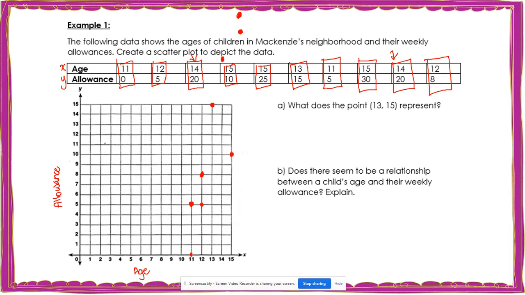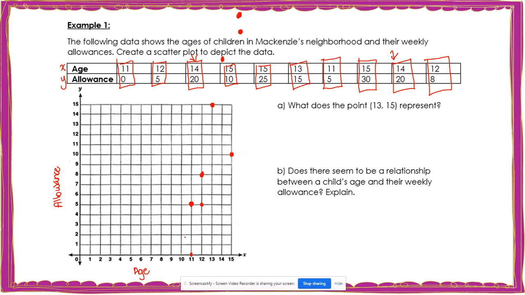Now, from your scatter plot, you can see you could not connect these with one straight line. A scatter plot does not give us a linear equation typically. What it does is it shows us what we call the association of the data. We can look at this and we can see that typically, as we get further to the right on our scatter plot, our points tend to go higher up. Well, we can draw a conclusion there where it seems as if as a child's age increases, their allowance also tends to increase.